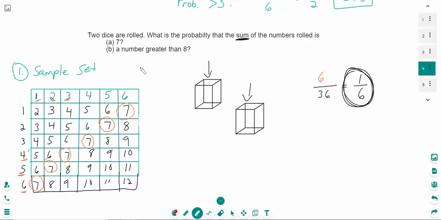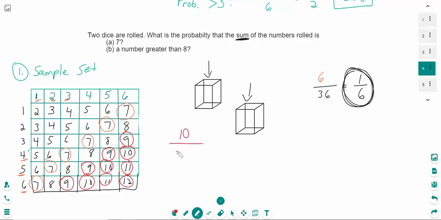Okay, so if it's greater than 8, it can't be equal to 8 either. So the way it kind of works out with this chart is all of these 9s, of course, would work, and the 10s, of course, would work, and the 11s would work, and the 12 would work. All of those outcomes would be something that's greater than 8. So how many are there? Well, there's 4, 7, 9, 10. There's 10 red circles here. 10 possible outcomes that would give us something greater than 8.